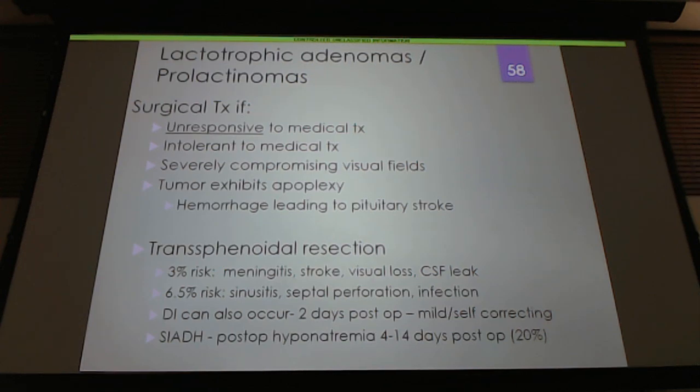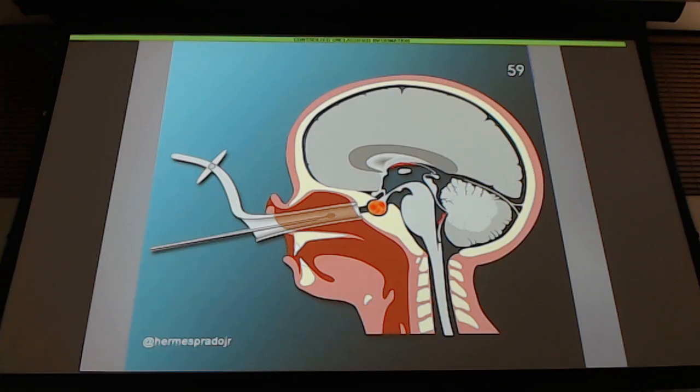Okay? And again, if they're intolerant, unresponsive, or they have that macroadenoma, it's that male patient where they have significant peripheral vision loss, headaches, we want to maybe go to surgery. So with any surgery where there's going to be risks, before we go into the risks, let me show you the surgery. It's kind of unique. Transsphenoidal resection. So they go through the nose, the septum, and go in there and suck that adenoma out, or cut it out.